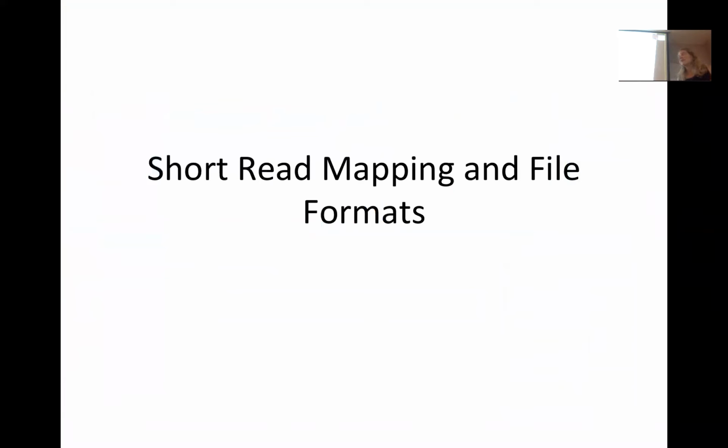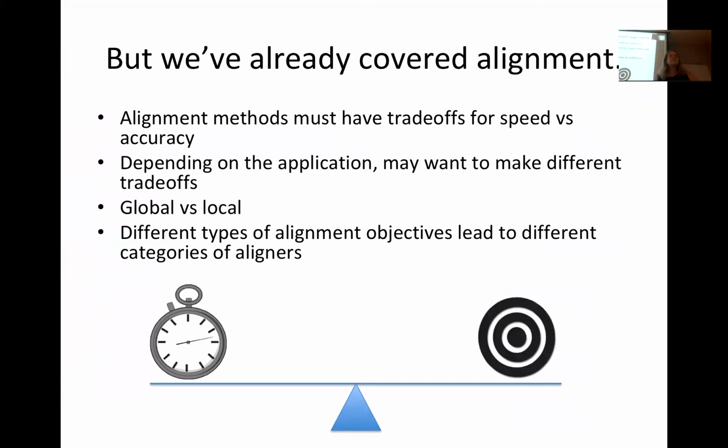Okay, so we're going to talk a little bit about short read mapping. So you may be thinking, okay, well, we already covered how alignment works. We spent a whole class period on BLAST and how to align reads. But it turns out there's a lot of trade-offs to be made depending on the type of data that you have and what you want to accomplish. So there's a big trade-off between speed and accuracy, and the faster it is, usually it's not necessarily less accurate, you have less sensitivity.